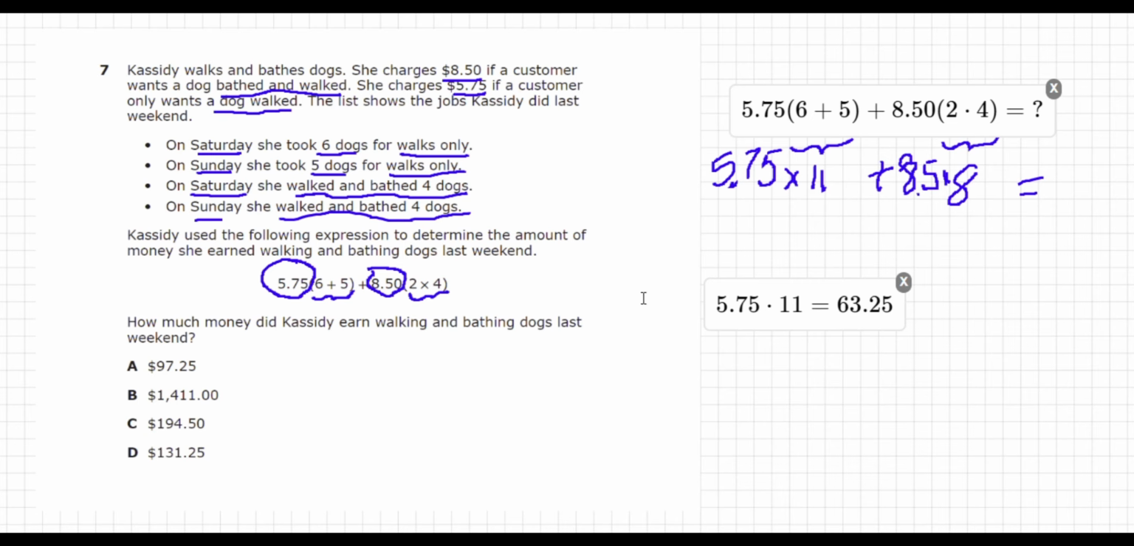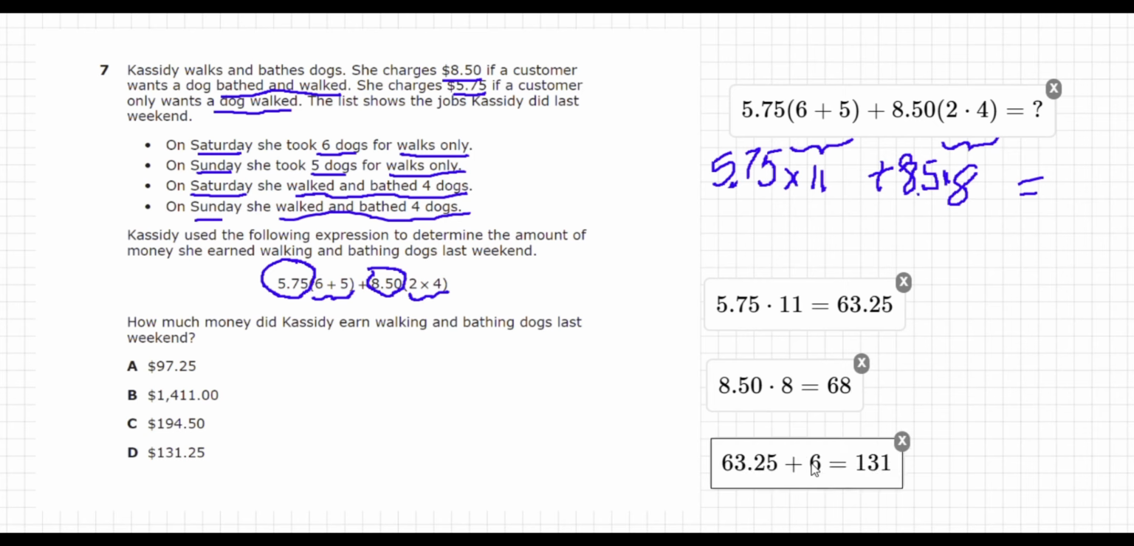$5.75 multiplied by 11 equals 63.25. 8.50 times 8 equals 68. 63.25 plus 68 equals 131.25. Therefore, D is the correct answer.